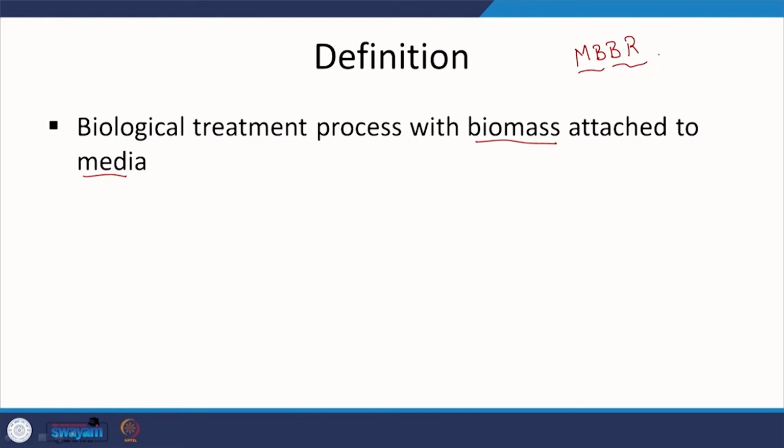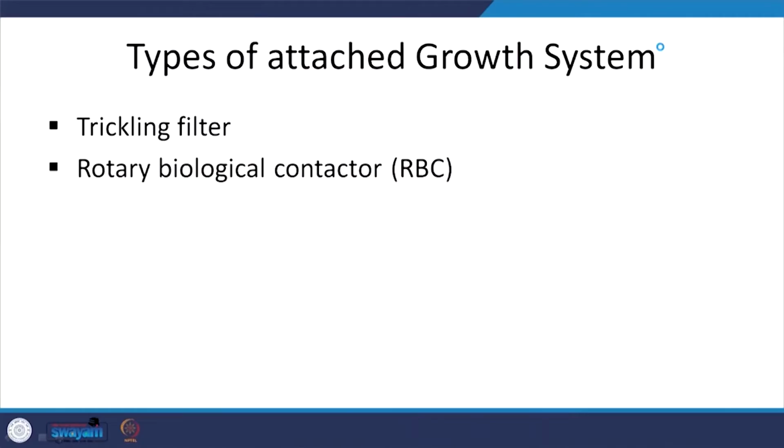Right. So, attached media, but MBBR is not a typical attached growth system, it is neither here nor there, but I wanted to mention that here. Let us see what else we have. Types of attached growth: one is the trickling filter and the other is the rotating biological contactor. As the name indicates, it is a rotating biological contactor. It is self-explanatory, you have a contactor which keeps rotating, we will look at that.